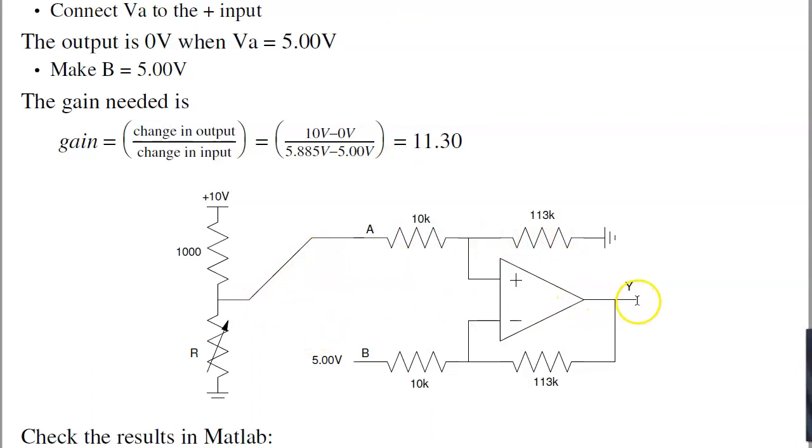The output should be 0 when I'm at 0 degrees Celsius, or A is 5 volts, so make the offset B 5 volts. The gain that I need is output over input. Output changes by 10 volts as the input changes by 0.115 volts. So I need a gain of 11.3. Pick this to be 11.3 to 1 ratio. So that should convert temperature to voltage.